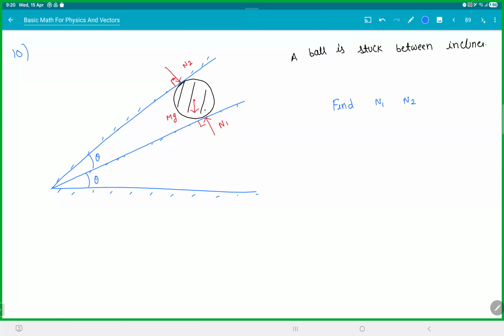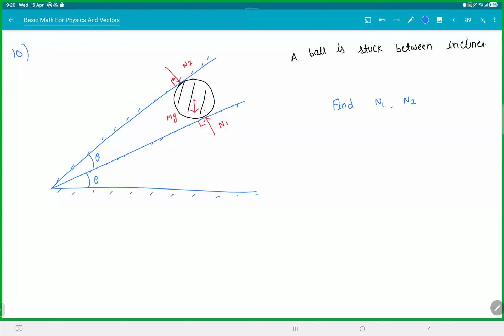Story is still the same. Choose your body, right? Choose your X and Y axis. Resolve the forces. Horizontal force will balance, vertical force will balance. Just get me the equations. Don't simplify it. If you get the equations, it is sufficient. If I give you numbers, solving will become easy. But just get me the equations. There. This is how you should act.